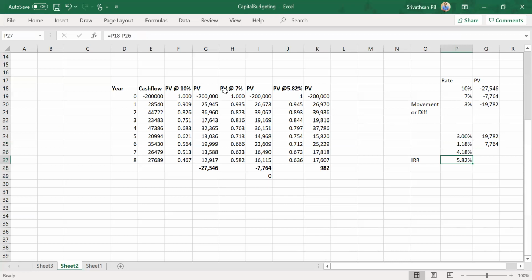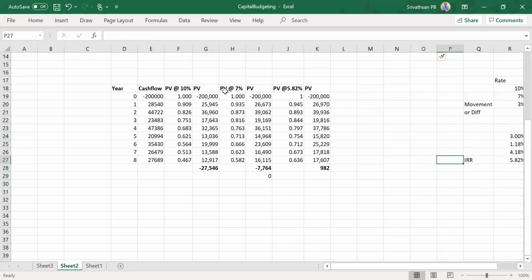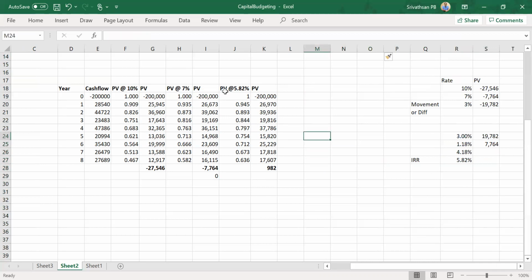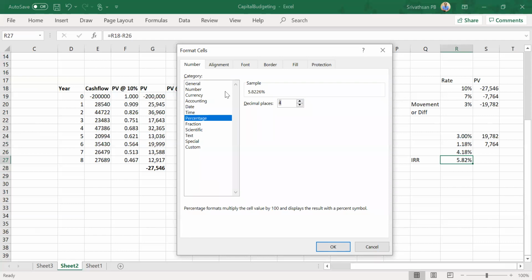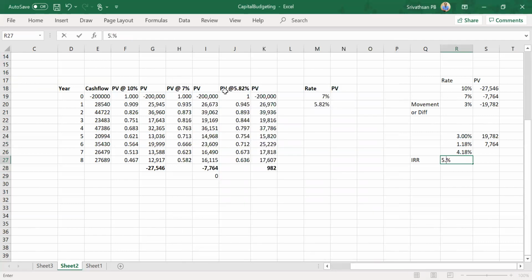Now let's try it again. Since 5.82 gives us a positive value, 982, let's do interpolation now. Rate and present value. First is 7%. Next is 5.82%. It was not exactly 5.82. So let me make it 5.82. So it becomes 1002 now.